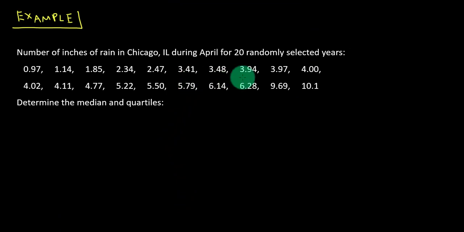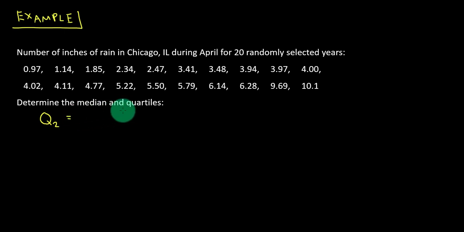All right, I've got some data loaded in here, and this is representing the number of inches of rain in Chicago, Illinois during the month of April for 20 randomly selected years. And we're going to do several things here, but first we're going to determine the median and the quartiles. Let's start with the median first, and that's because it's a little easier to do right off the bat.